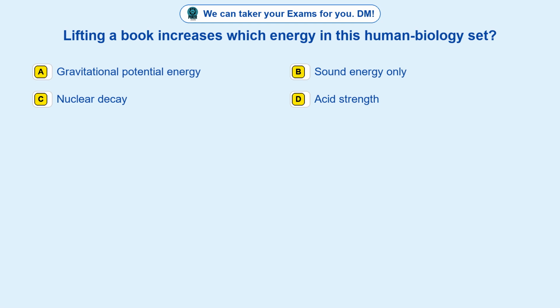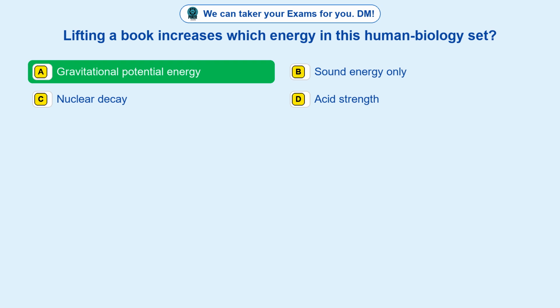Question 61. Lifting a book increases which energy in this human biology set? Option A, gravitational potential energy. Option B, sound energy only. Option C, nuclear decay. Option D, acid strength. The correct answer is option A.